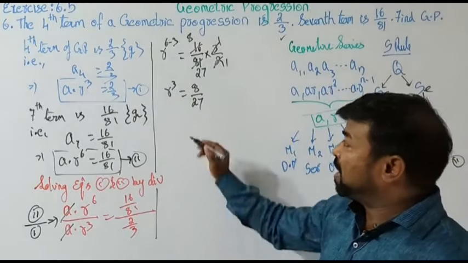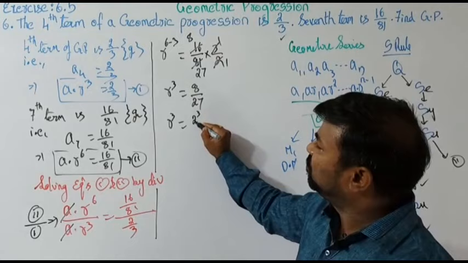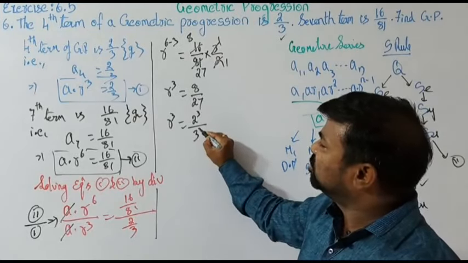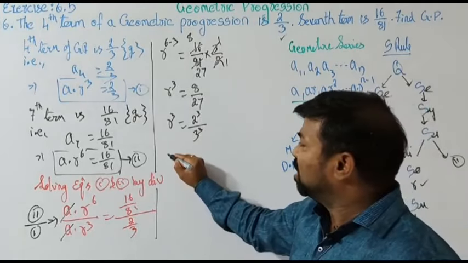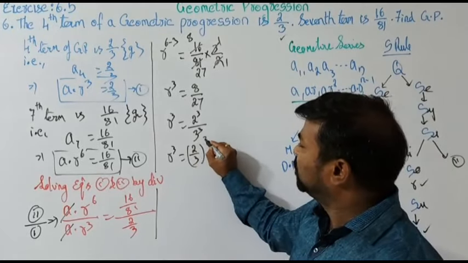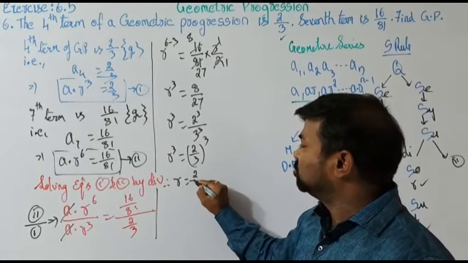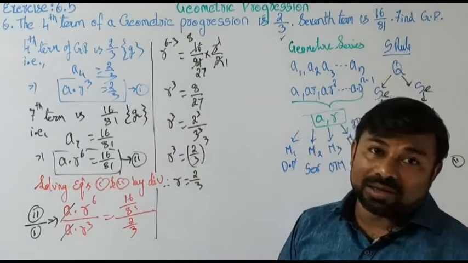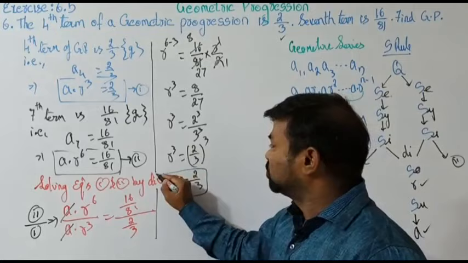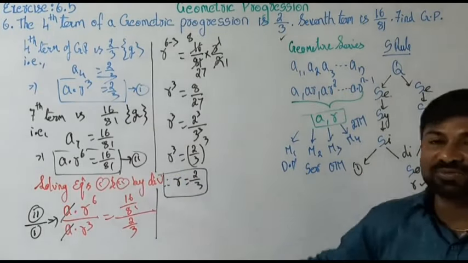Is it clear? Can I write 8 as 2 to the power 3 and 27 as 3 to the power 3? Yes. Now r to the power 3 is equal to 2 by 3 whole to the power 3. Now straight away I can say r is equal to 2 by 3. So after solving a and r, what we get is r. Yes, we got it.